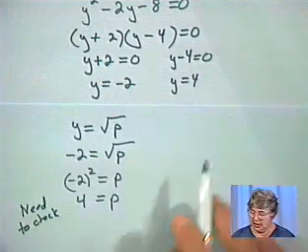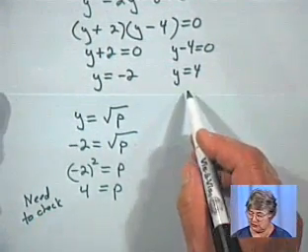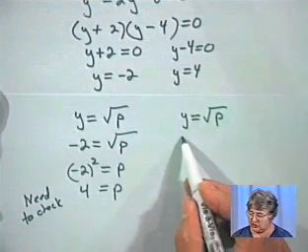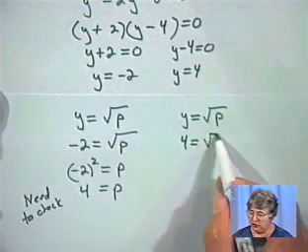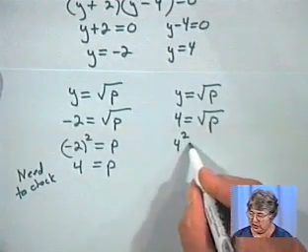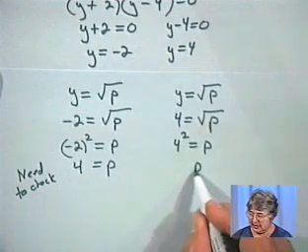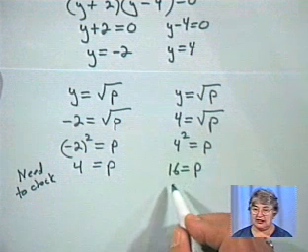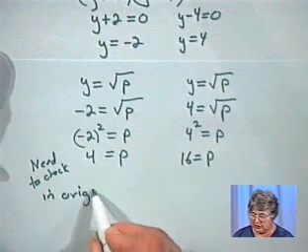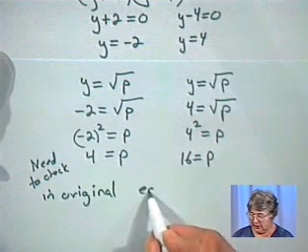Okay? Let's do this other one, y equals 4. Again, the substitution was y equals the square root of p, so that if y is 4, 4 will be equal to the square root of p. Let's square both sides. 4 squared will be equal to p. P then is 16. Now let's check things.